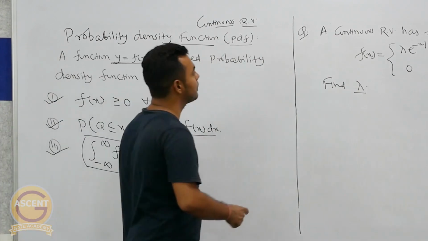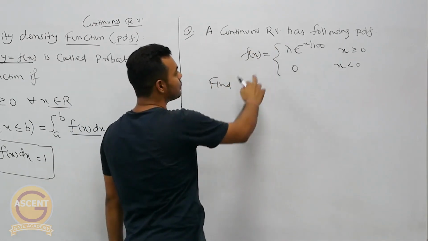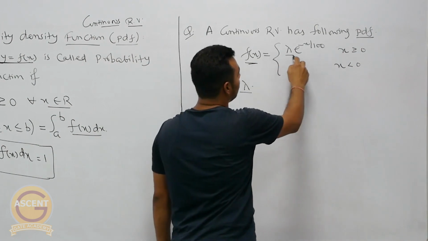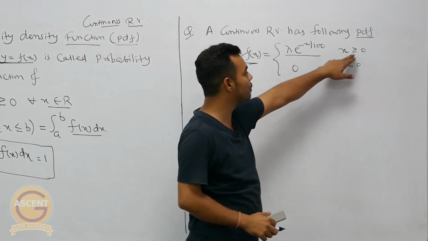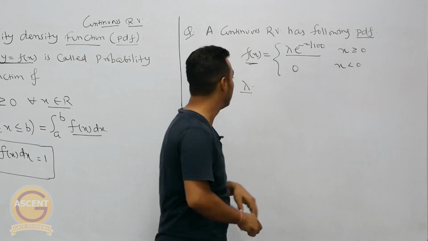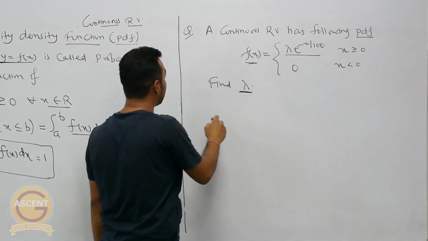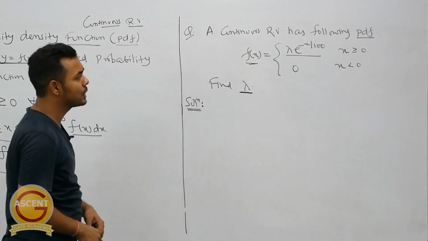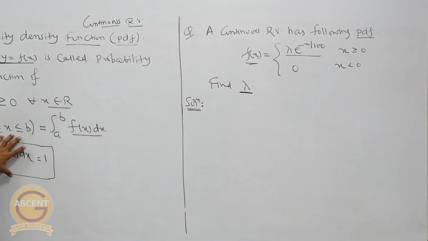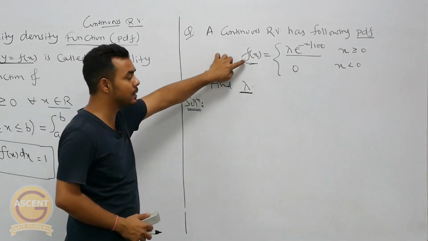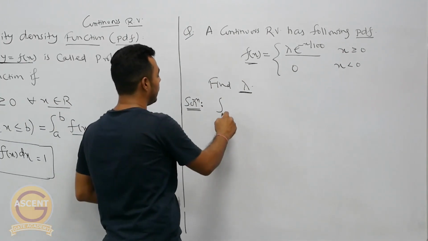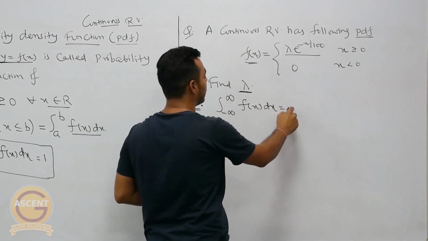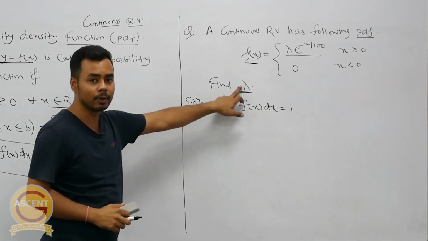Now the first question is, a continuous random variable has the following probability density function. It is given that f(x) is lambda times e to the power minus x by 100 if x is positive and 0 if x is negative. Now the question is, we have to find the value of this lambda. A similar question has been asked in GATE and engineering services. So this is a very simple problem. You have to apply this third property. If f(x) is a probability density function, then it means that the integral from minus infinity to infinity f(x) dx will be 1. Now using this relation, you have to find the value of lambda.